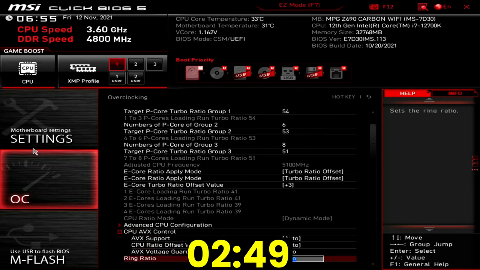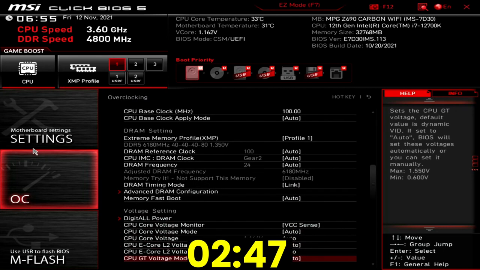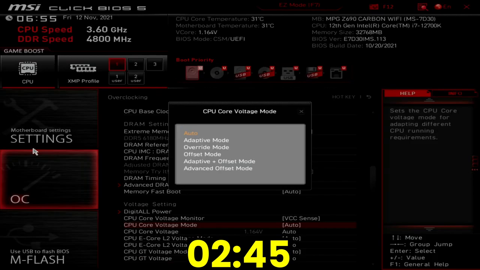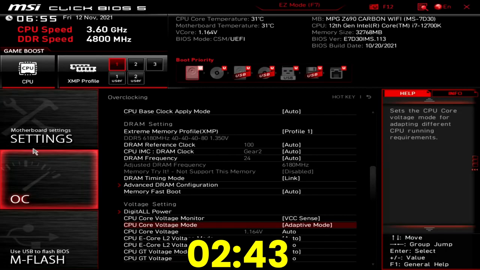Set CPU core voltage mode to adaptive mode. This will ensure that the CPU core voltage scales according to our voltage needs. As the P-Core frequency ranges from 5.4 GHz to 5.1 GHz, we want the biggest voltage only applied in scenarios of 5.4 GHz, and we want a lower voltage to be applied to 5.1 GHz.